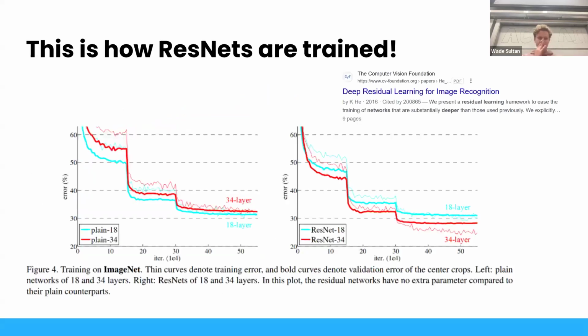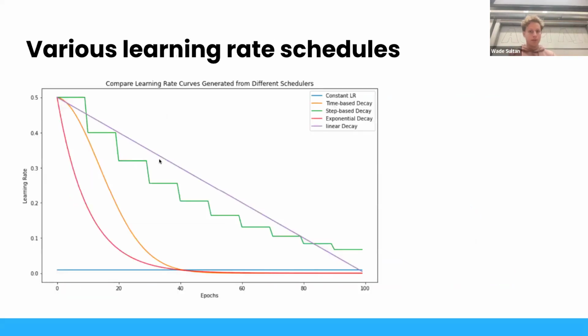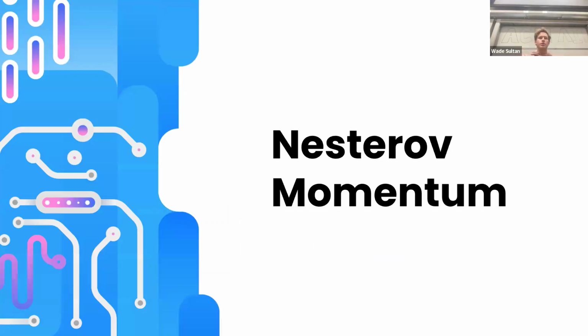And so when we talk about ResNets, this is how they're trained. As we see here, they use learning rate scheduling. As you see, it's a step kind of process where at around 15 and 30, they take significant steps down. But beyond that, it looks like either an exponential or time-based schedule. It's one of those two. And then now we get to a thing called Nesterov momentum.